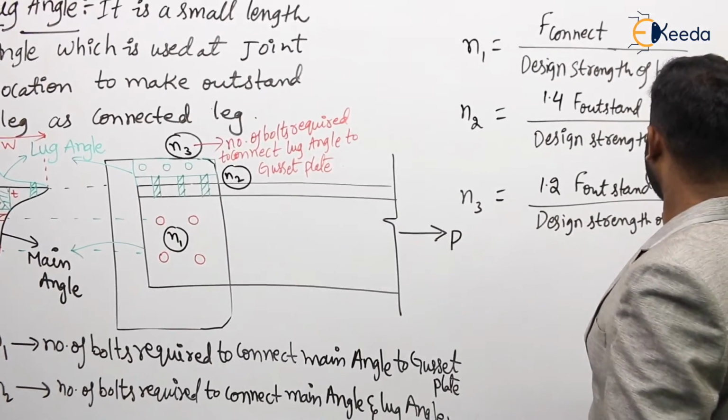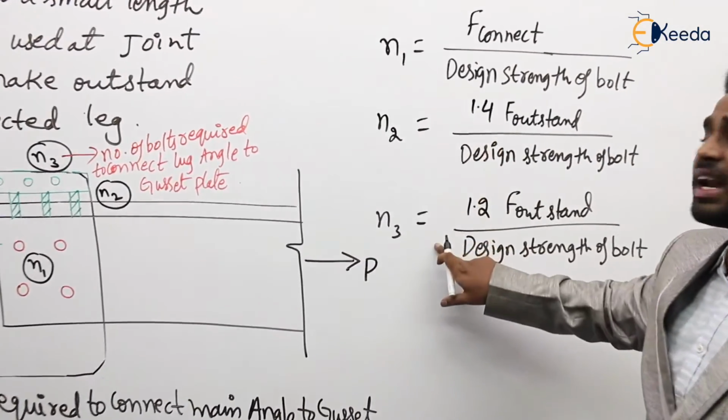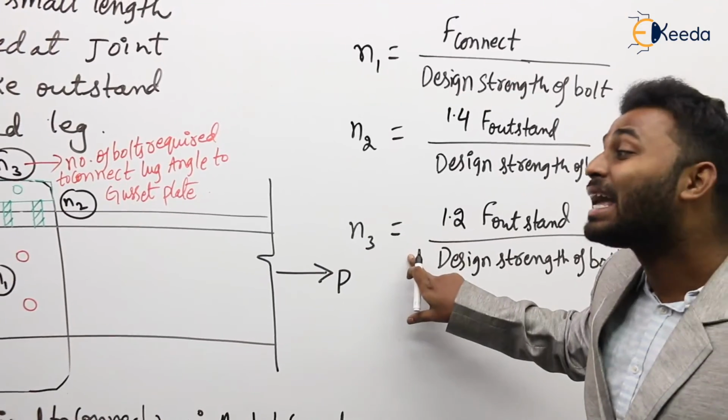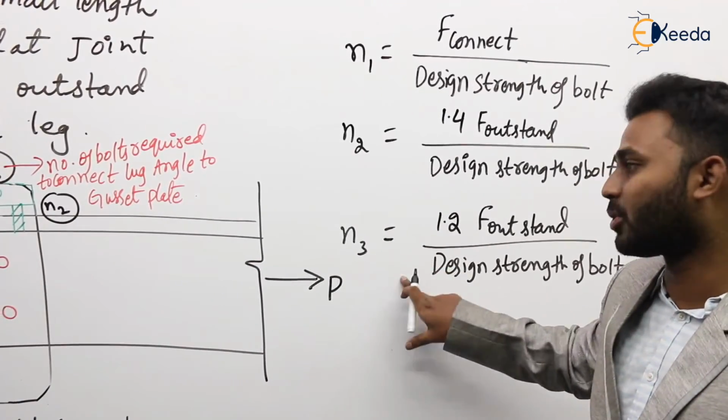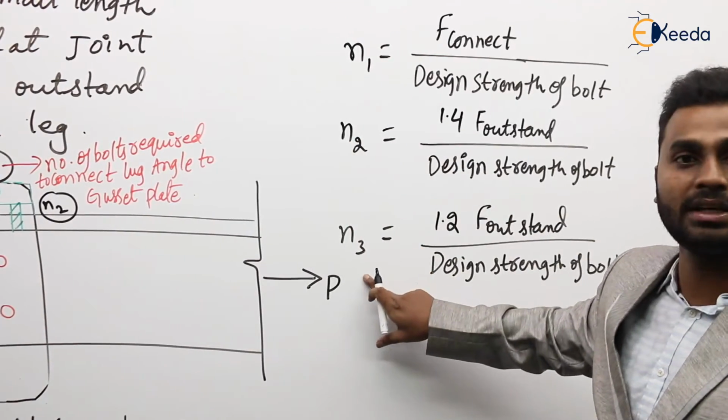Design strength of bolt. Agree? So this is how to decide. These provisions are for angle. If we use angle as a main tension member, then this is the provision. But if we use channel, now what is N1, what is N2, what is N3?